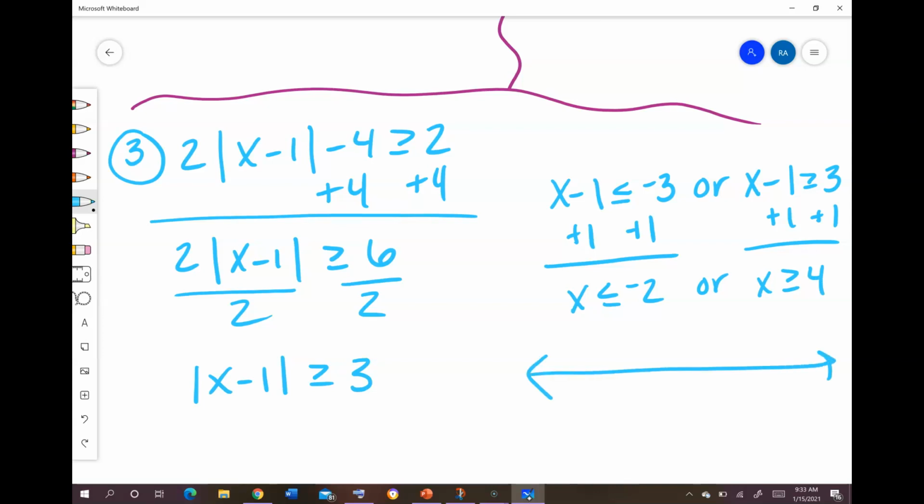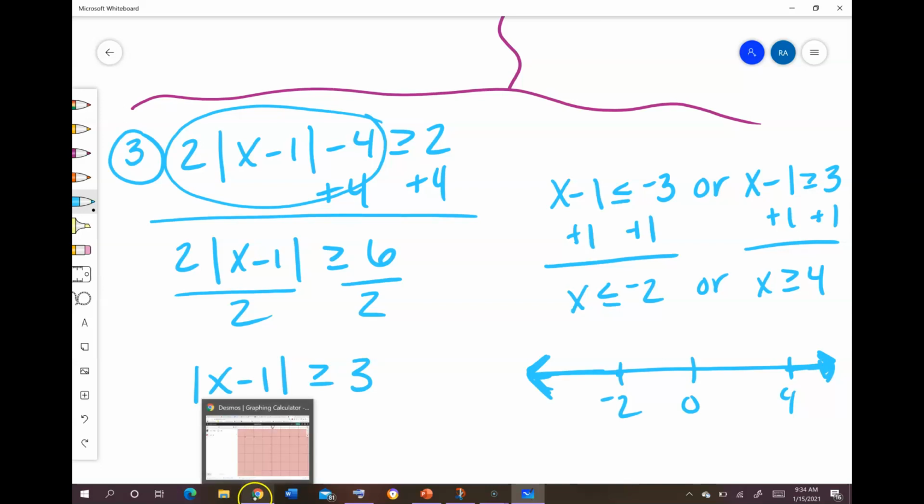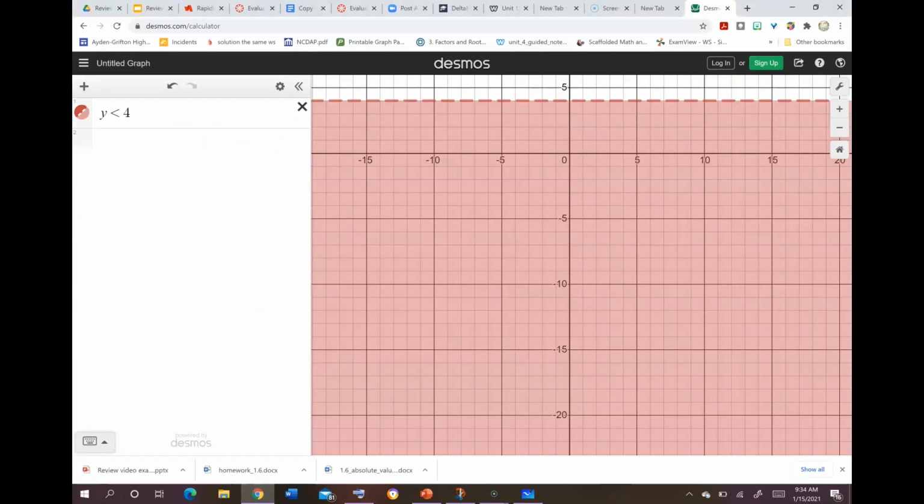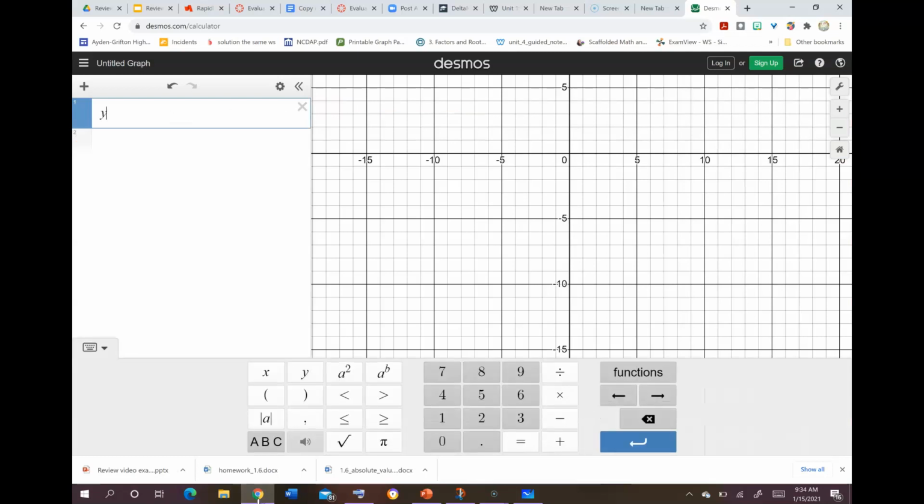So you guys know this stuff on a number line. If I had 0 here, negative 2 was here, and 4 was here, that arrow tells me to shade that way, and this arrow tells me to shade this way. That's what your graph should look like. Your graph is just a shaded number line, and it's shading this for you instead of a number line. Let's look at the graph and see what that looks like. You type the equation in first. So we're going to say y equals 2 absolute value of x minus 1.